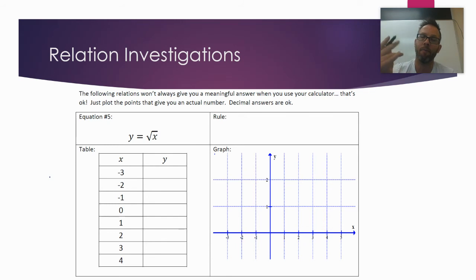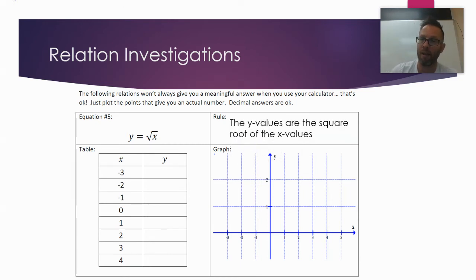So let's look at this one. This is called the radical relation. Not because it's radical, it's just the term we give for roots like square roots. But what's this rule saying? This rule is saying to get the y values, you just do the square root of the x values.